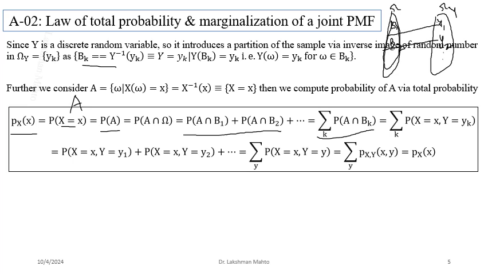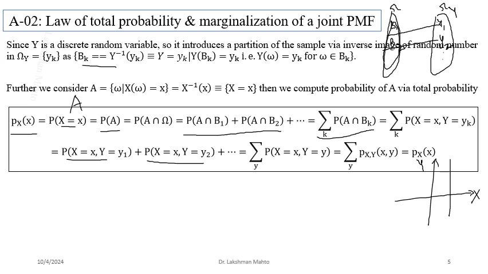If it is a 2D plane, with X observing values along the horizontal axis and Y observing values along the vertical axis, then fixing the X value gives you a line. Along the line, you are taking all these joint probabilities. You are not taking all possible joint probabilities, just the joint points along the line X equal to small x, summing up. Here Y is varying, not X.